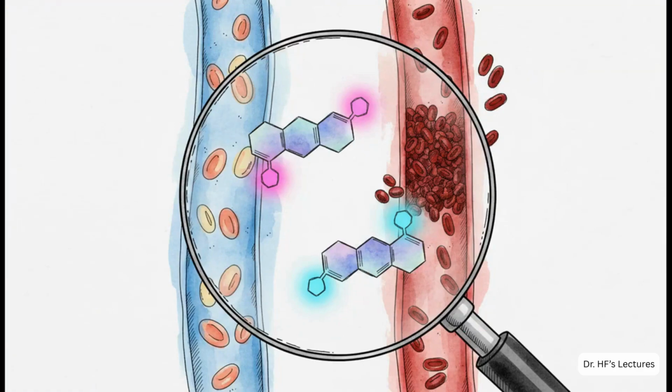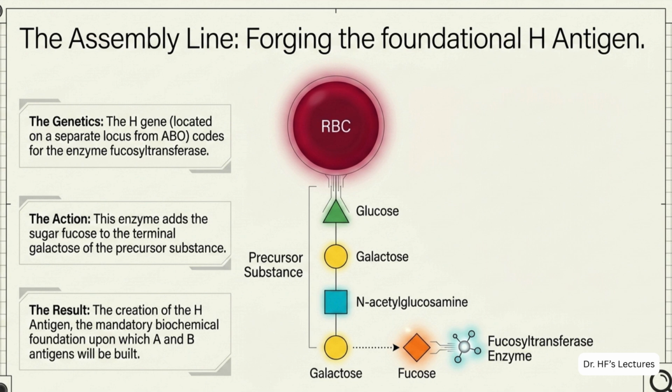And here is maybe the most mind-blowing part of this whole story. This entire system, the rules, the life or death consequences, it all comes down to an unbelievably tiny difference. It's just the presence or absence of a single, simple sugar molecule. That's it. It all starts with the foundation, a kind of precursor structure called the H antigen. Think of this like a blank ID tag. It's on the surface of pretty much every red blood cell.